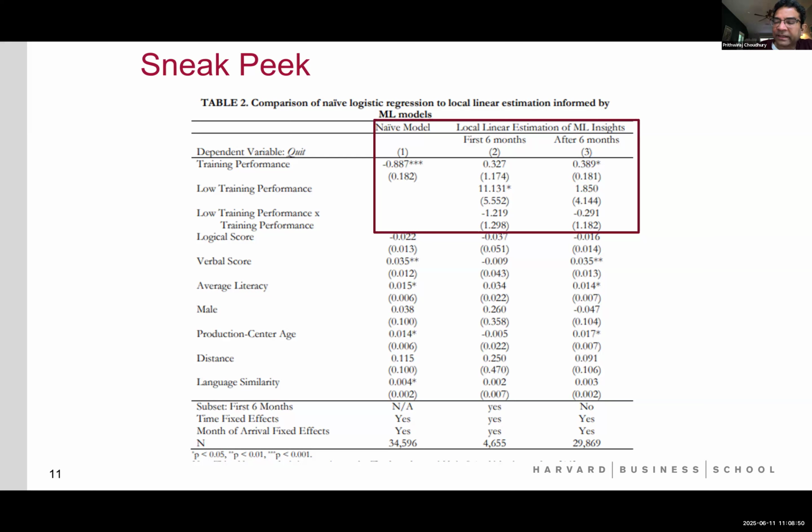And that is something that might be predicted by prior theory. But there was an interesting nonlinear relationship that machine learning was able to uncover. And the nonlinear relationship was this pattern between training performance and the probability of attrition flipped sign, if you looked at the period of the first 6 months of the employee's tenure in the firm, and then the period after 6 months.